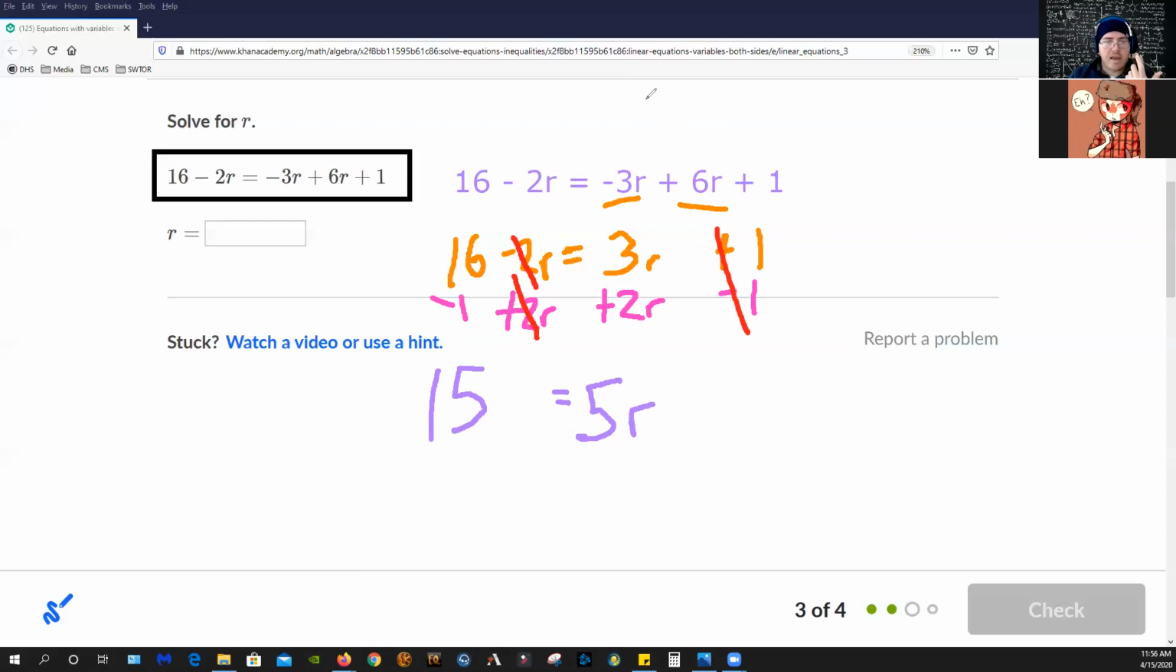So now my next move is to divide both sides by 5. 5 divided by 5 is 1, and 15 divided by 5 is 3, so 3 is equal to 1r. So yes, chat, you are correct. Everyone that answered did get this one correct. I agree with you. The answer is definitely 3.